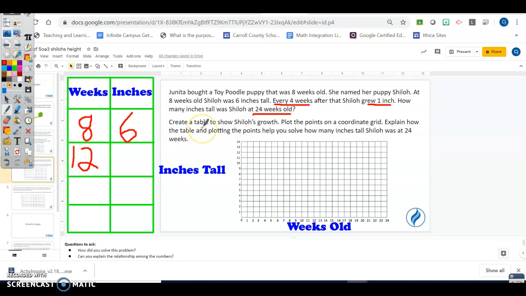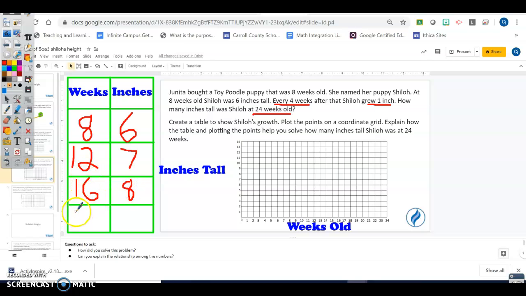And every 4 weeks, Shiloh grew 1 inch. So after 4 weeks, he's grown 1 inch. If he was at 6 inches, he would now be at 7 inches. So I will repeat this again. If he is at 12 weeks, the next 4 weeks would put us at 16 weeks, and that would mean he grows another inch. So he would be 8 inches at 16 weeks.